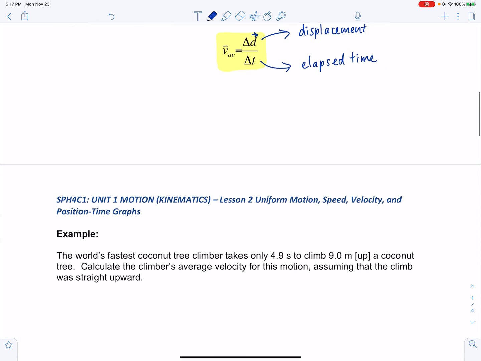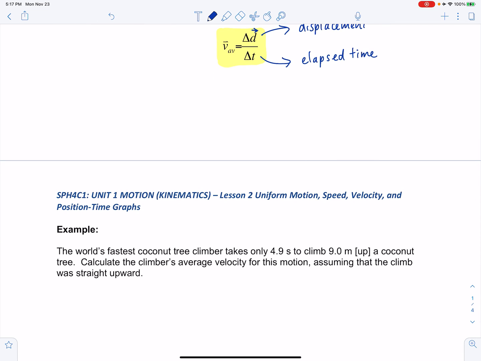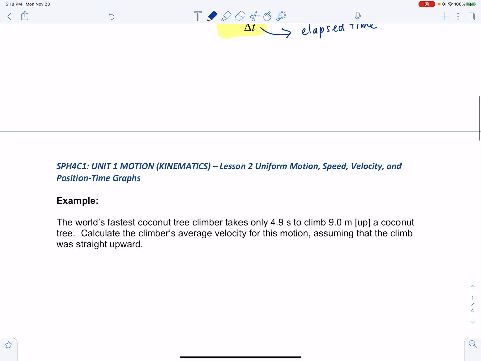Let's try an example. The world's fastest coconut tree climber takes only 4.9 seconds to climb 9 meters up a coconut tree. Calculate the climber's average velocity for this motion, assuming that the climb was straight upward. So we're given two quantities. 4.9 seconds is given, and that is the elapsed time.